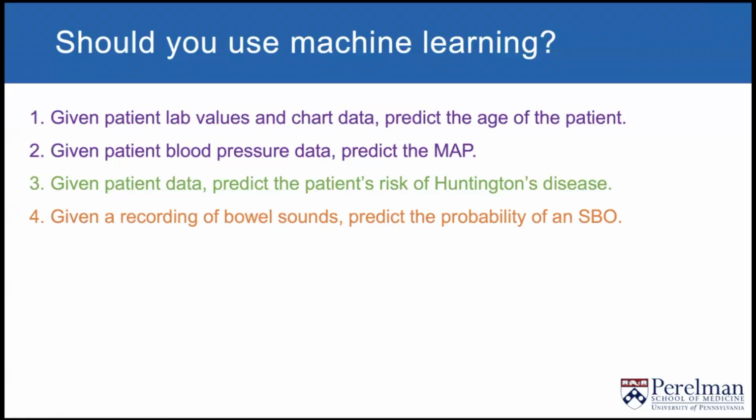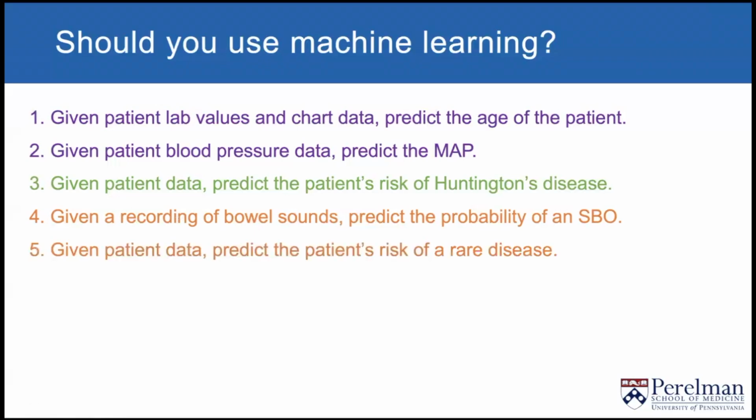Okay, number four. Given a recording of bowel sounds, predict the probability of a small bowel obstruction, which is again just some medical disease, not important what that is. So this one, again, I don't think you should use machine learning. The reason is that if you've ever been to the hospital before, no one ever records your bowel sounds. The premise that we have recordings of bowel sounds is false. Maybe if we start routinely collecting bowel sounds, this becomes more relevant. But as of now, this is a very data limited type of problem to pursue.